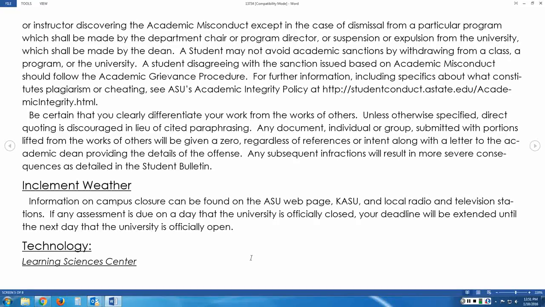And so the ability to work ahead might protect you in the event that inclement weather happens. Okay. Technology. So as I said earlier in the walkthrough video for the navigation of Blackboard, there are a number of different places that you can go if you have some challenges with technology.